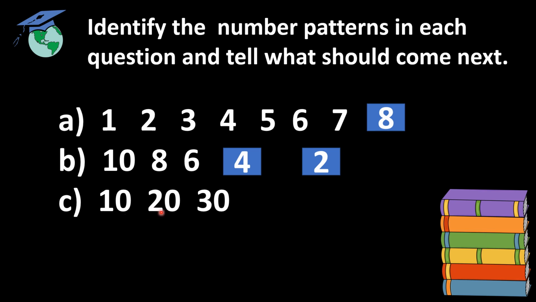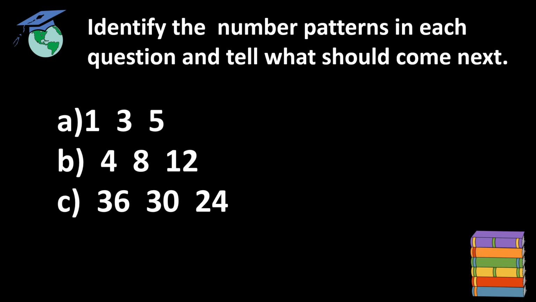10, 20, 30. The number is increasing. That means it is going forward. And there is a gap of 10 in each sequence. So 10, 20, 30. Then it will be 40. The next will be 50. Very good. Let us do the next question.